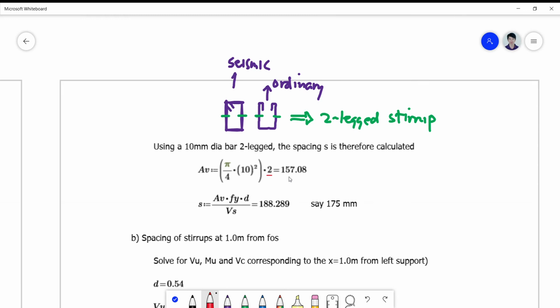So for your s requirement, the spacing is computed by the formula Av fy d all over Vs, which is 188.289, rounded down to the nearest 12.5 millimeter or 1/2 inch.